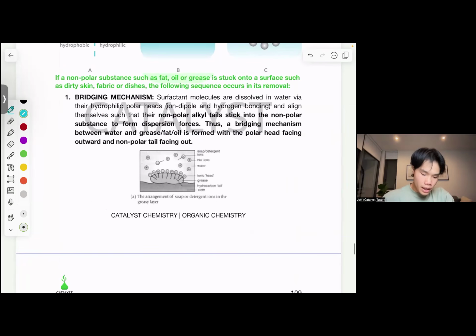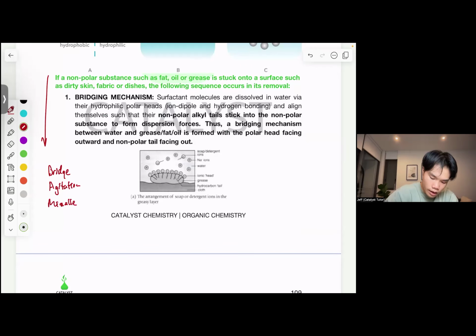But what you must know is the cleaning mechanism of soap. So there's 4 phases that I always talk about. There's the formation of a bridge, the use of agitation, the micelle formation, and the emulsion. And then I guess rinsing as well, but that ties into the emulsion. So there's steps you must mention to get full marks in a soap question: bridge, agitation, micelle, emulsion, rinsing, BAMER, whatever you want to remember it as.